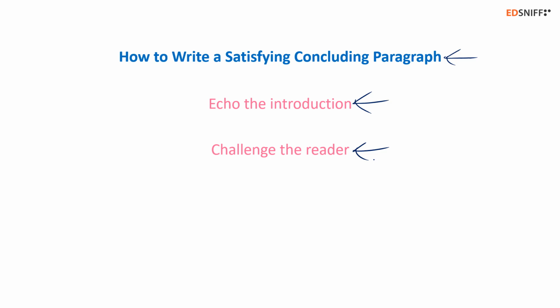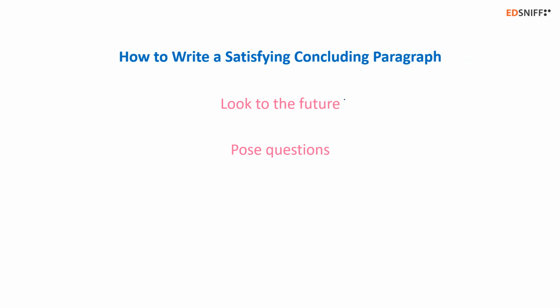The second way is to challenge the reader. So by issuing a challenge to the reader, you're helping them to redirect what they have read in the essay, and maybe they can apply it to their own lives. The third way is to look to the future. This one is similar to the previous one, challenging the reader. Basically, you emphasize the importance of your essay to help redirect the reader's thought process so that they can apply that information to their lives or they can see things more openly.